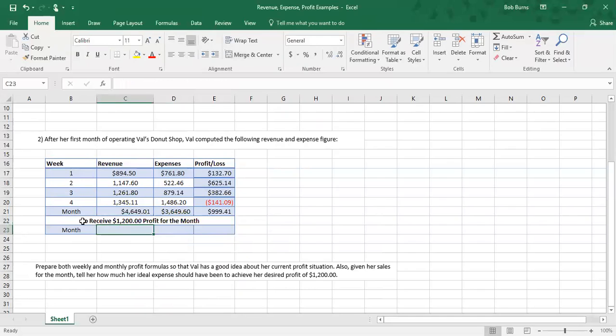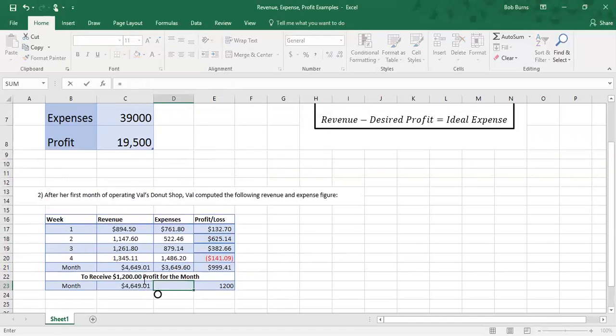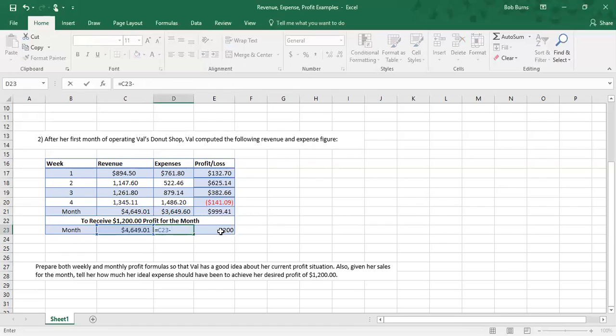And so now we want to know how much our expenses should be to make a $1,200 profit. So we know we want a $1,200 profit. And I'm going to write that like this so we know it's money. Oh, it converted it. Okay, it's fine. And then we know the revenue is just going to be this box because the revenue hasn't changed. We need to figure out what our ideal expense is going to be. And so what we're going to do is take our revenue, like it says up here, and subtract our desired profit, which is our $1,200, and enter. And so we want our ideal expenses for the month to be $3,449 because we want to achieve the profit goal of $1,200.